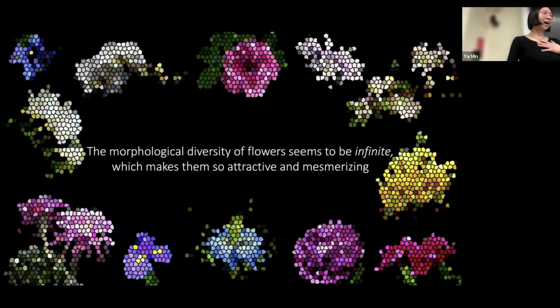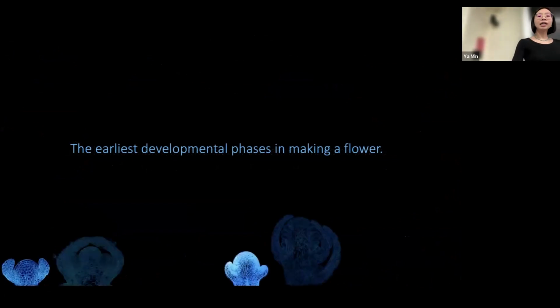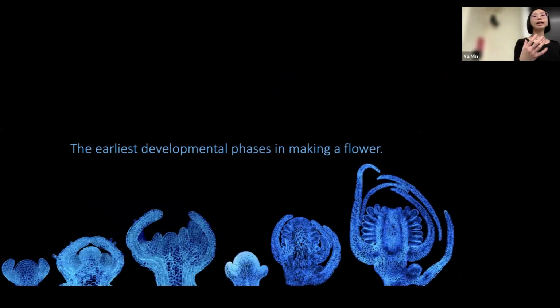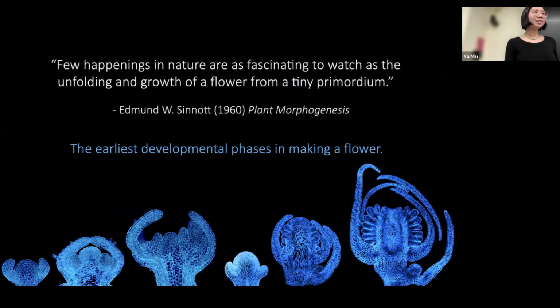So I love flowers. I hope it's not a surprise, but it might surprise you that the aspect of flowers that I'm obsessed with is actually the earliest developmental stages in making a flower, when they don't look like flowers at all. They mostly just look like clusters of cells with some nubbins and ribbons that look like this. There's no elaborate shape and there's no color. Some might think that this is a less glamorous aspect of flowers, but I will argue, together with many others, that few happenings in nature are as fascinating to watch as the unfolding and growth of a flower from a tiny primordium. And one of my goals today is to convince you that this statement is true.